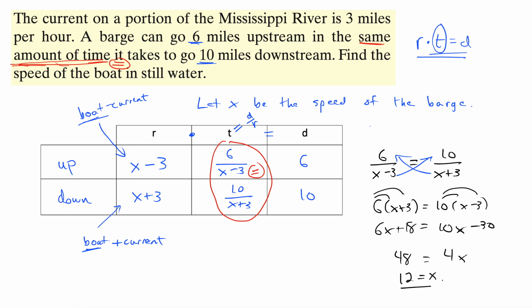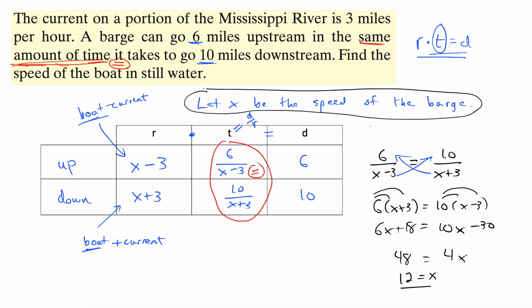Okay, what have we solved for? Let's go back. Here we defined our x. Let x be the speed of the barge. And that's what we want, the speed of the boat in still water. That is the speed of the barge. Okay, so the barge is chugging along at a healthy 12 miles per hour in the Mississippi, which is going 3 miles per hour.